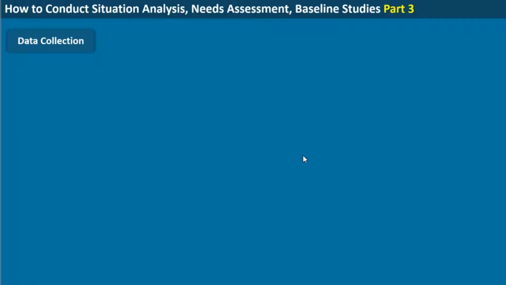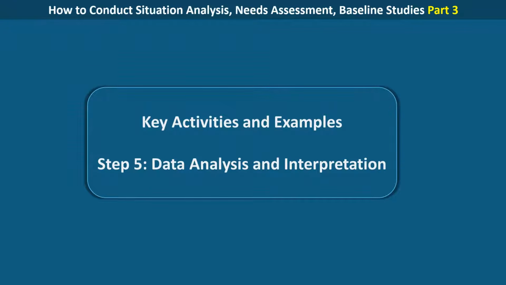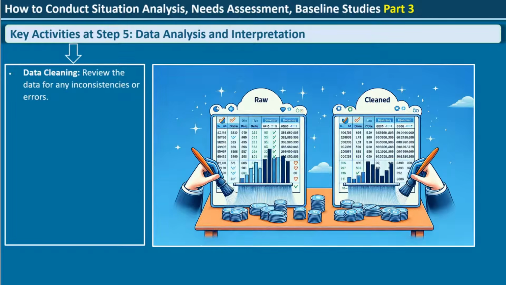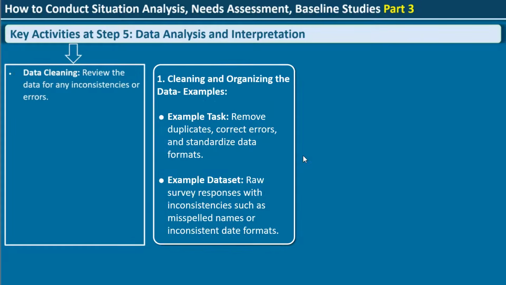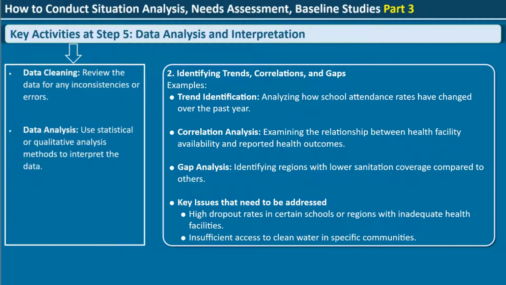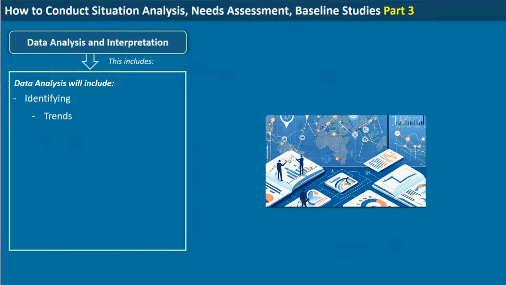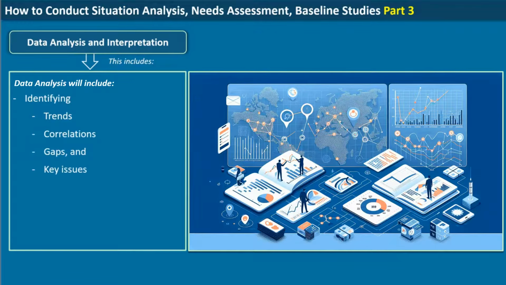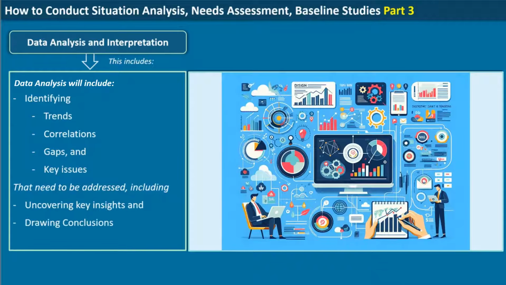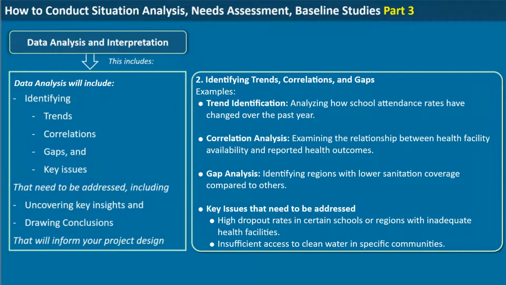After collecting your data, the next step is then data analysis and interpretation. Key activities in this step number 5, data cleaning, to review the data for any inconsistencies or errors, blank information, outliers, etc. Data analysis, to use statistical or qualitative analysis methods to interpret the data, identifying trends, correlations, gaps, and key issues that needs to be addressed, including uncovering key insights and drawing conclusions that will inform your project design.